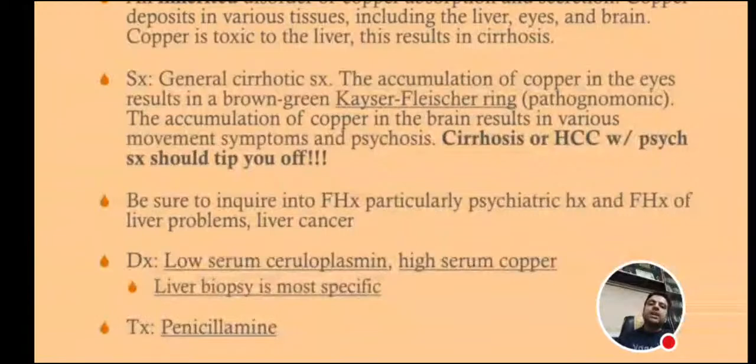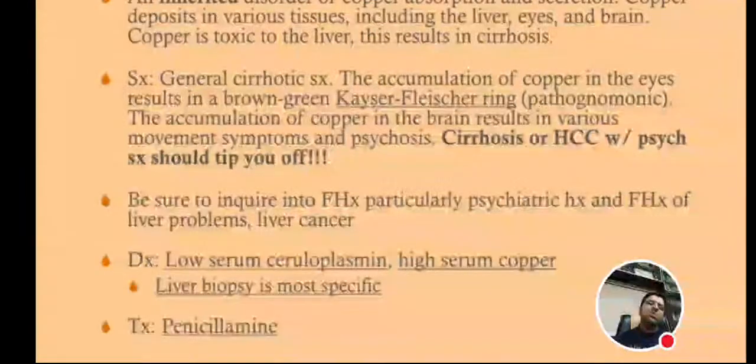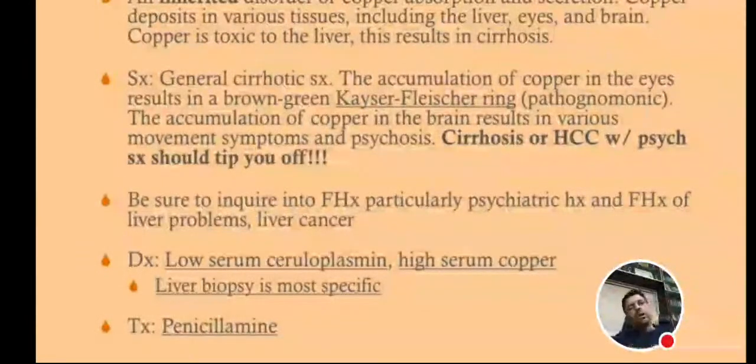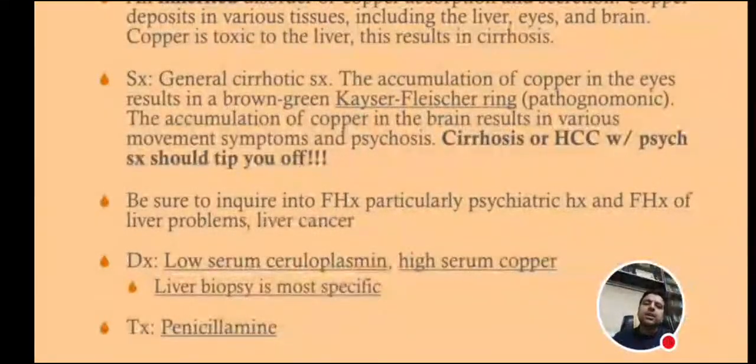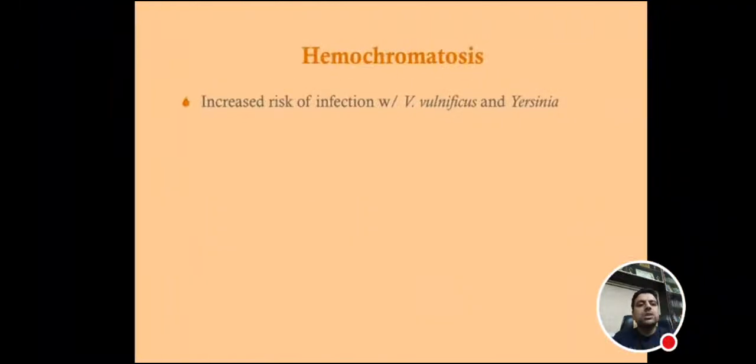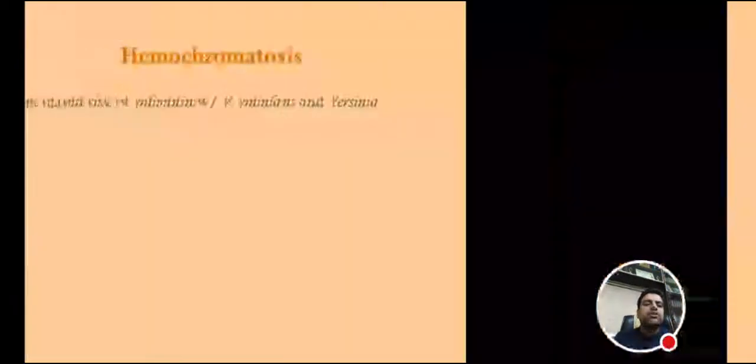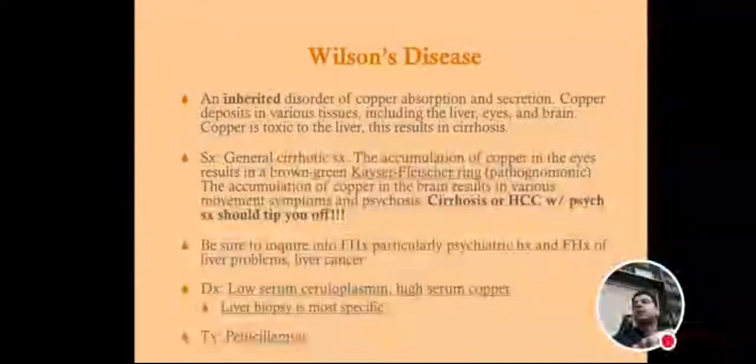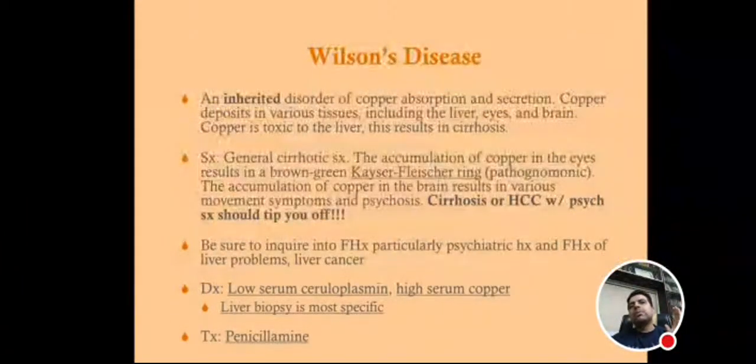It is diagnosed by low serum ceruloplasmin level and high serum copper level, and liver biopsy is the most specific gold standard to rule it out. Treatment is penicillamine. In hemochromatosis the treatment is deferoxamine, and penicillamine in copper. Remember copper P, that's why penicillamine is the antidote.